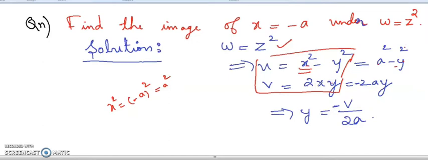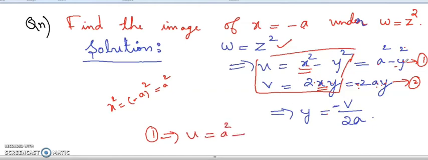Now 2xy, right? What is x? X is minus a. So minus 2ay, that is v. Now let this be equation 2 and the previous one equation 1. From equation 2, y is equal to v divided by minus 2a. Now equation 1 implies the same as the previous question: u is equal to a square minus y square.